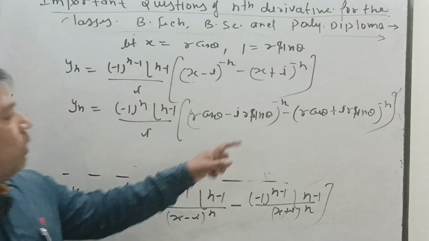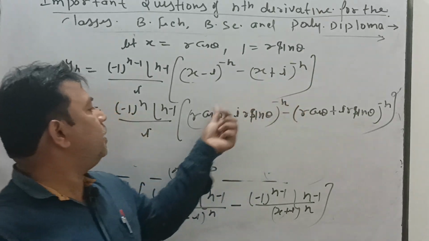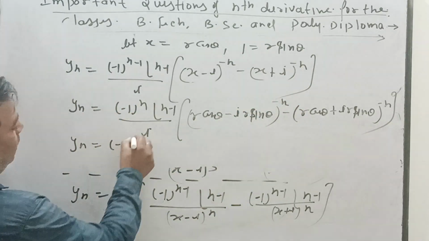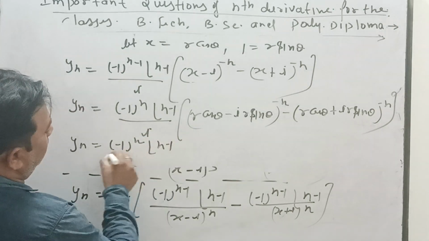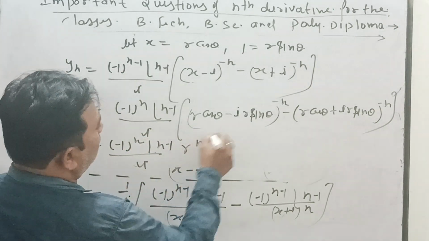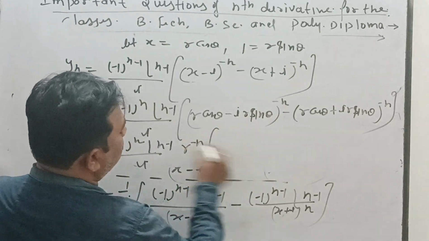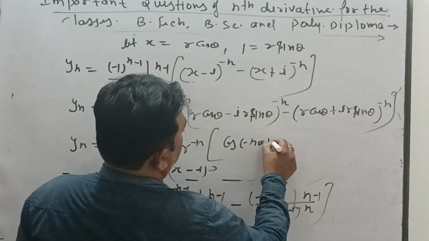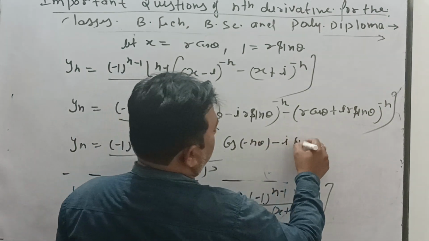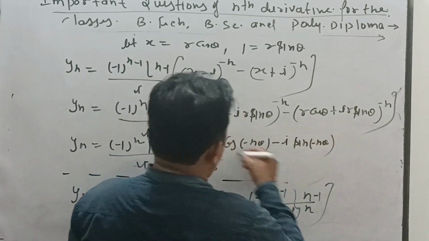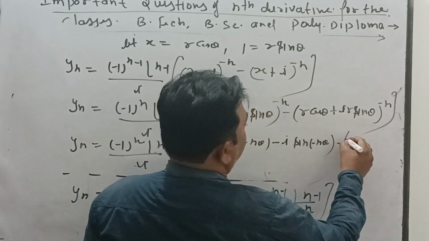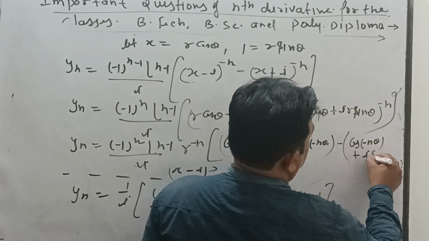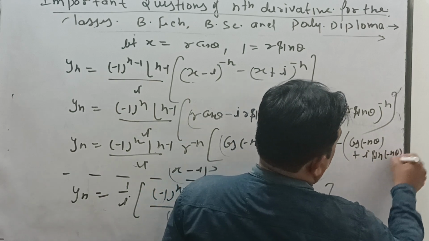By De Moivre's theorem, you know that the power is multiplied with the angles. So yn equals minus 1 to the power n, factorial n minus 1, upon i, and r to the power minus n. You take this common. Then cos of minus n theta minus i sin of minus n theta, minus the value of this, again cos of minus n theta plus i sin of minus n theta.